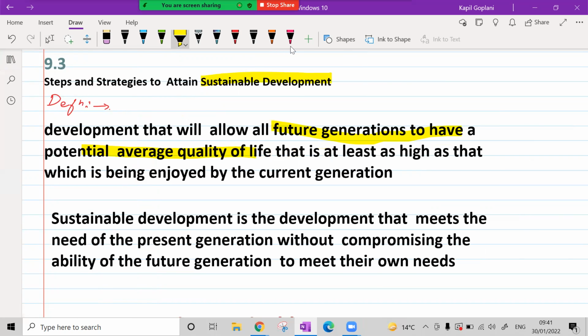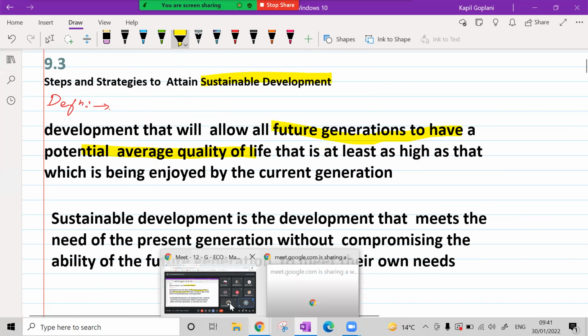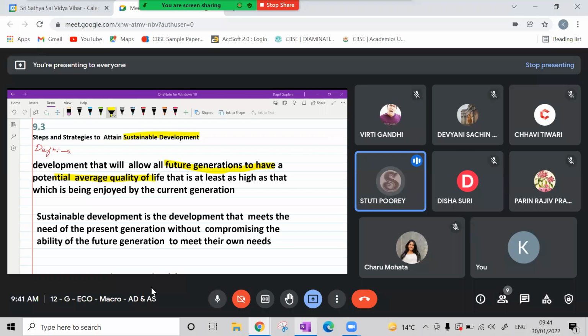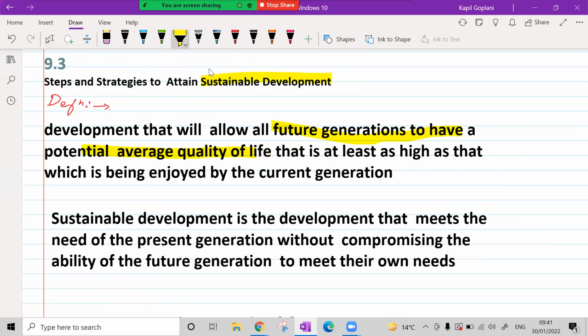So I will ask Stuti. Are you there, Stuti? Yes, sir. Okay. Can you read out the definition which I am highlighting? This is the most important definition. Sustainable development is the development that meets the needs of the present generation without compromising the ability of the future generation to meet their own needs.